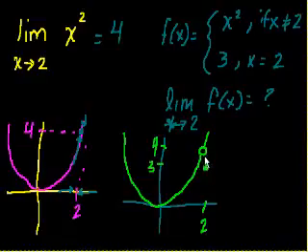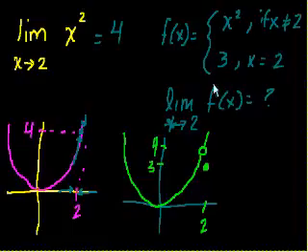At x equals 2, we have a gap in the graph, which maybe could be called a "grap." We have a gap in the graph, and then after x equals 2, we keep moving on. And that gap is defined right here.